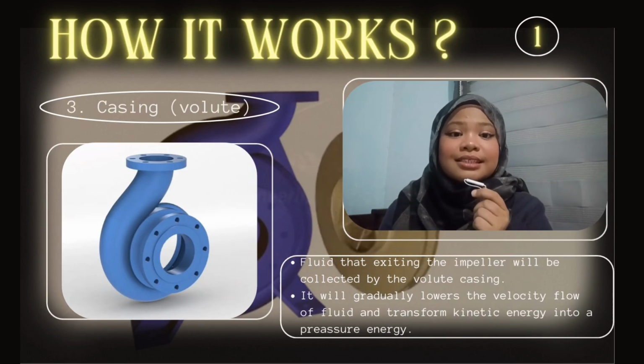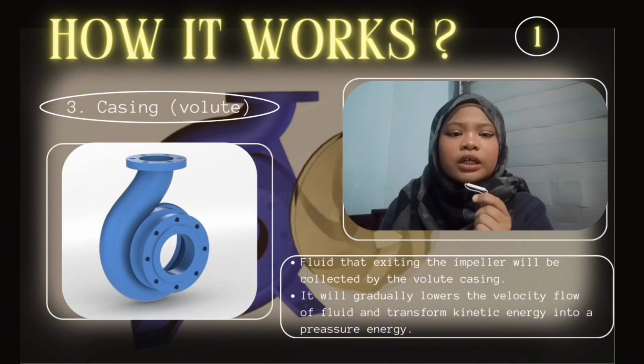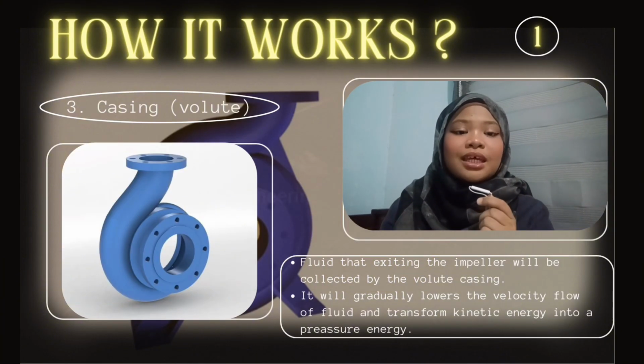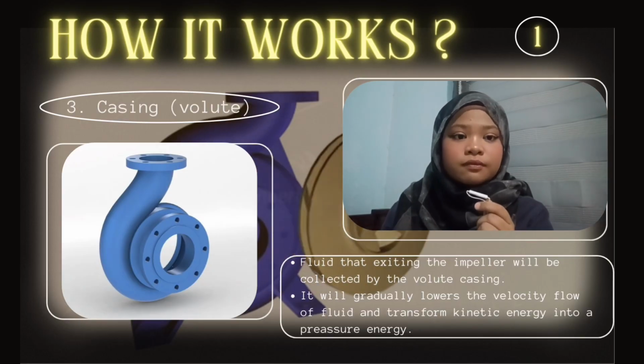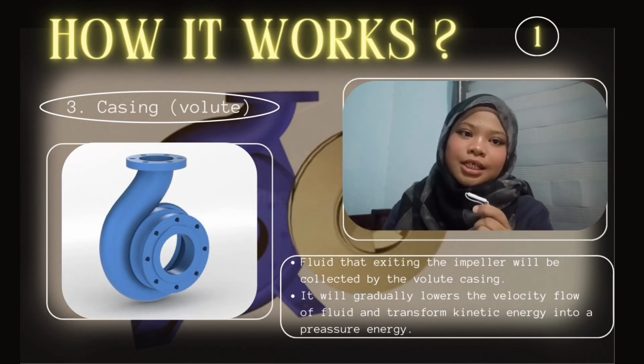The fluid exiting the impeller will be collected by the volute casing. According to Bernoulli's principle, it will gradually lower the velocity of the fluid and transform the kinetic energy into pressure energy.